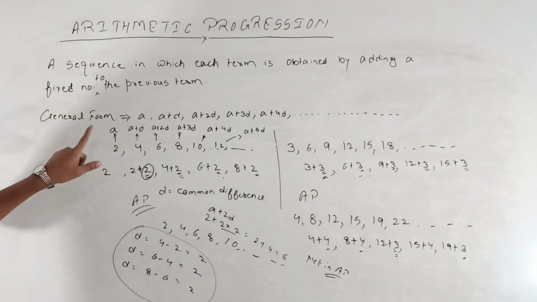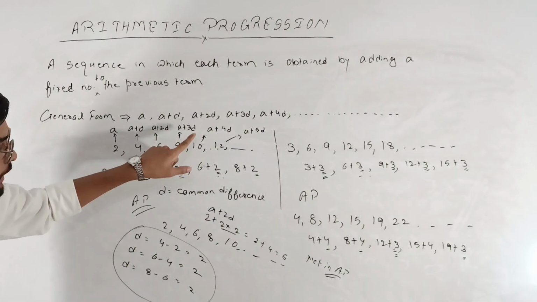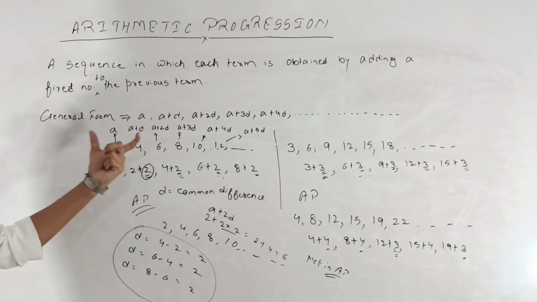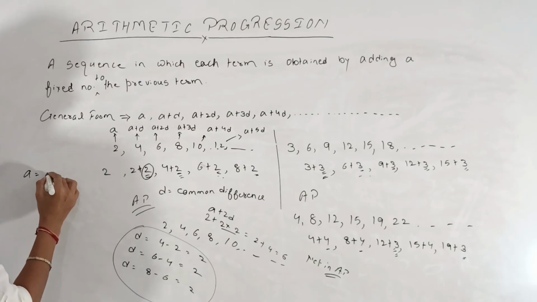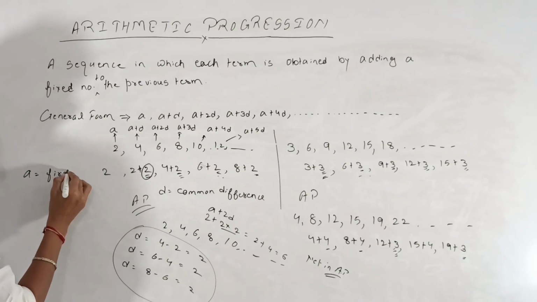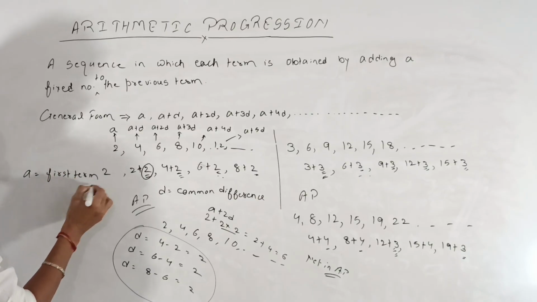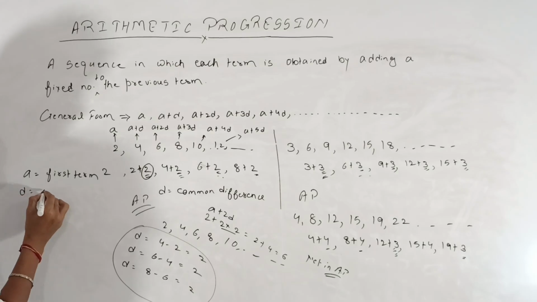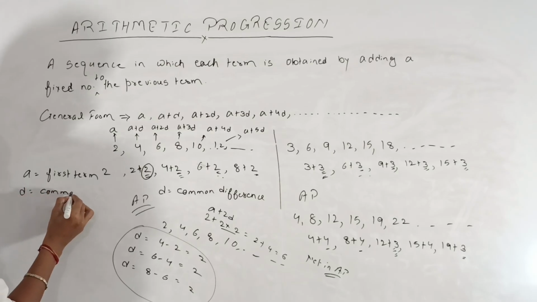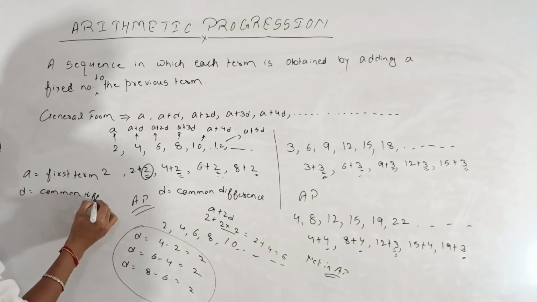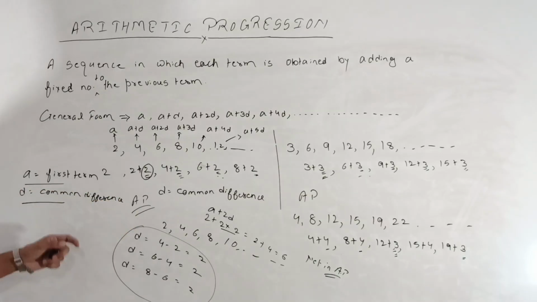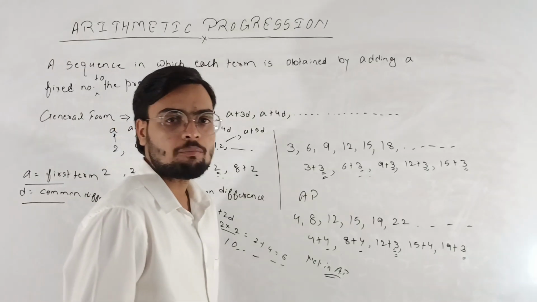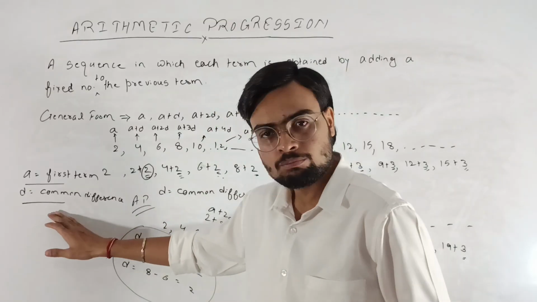Now this is the general form: A, A plus D, A plus 2D, A plus 3D, 4D and 5D and so on. This is the general form of AP, where A is what? We denote the first term by A, and we denote the common difference by D.